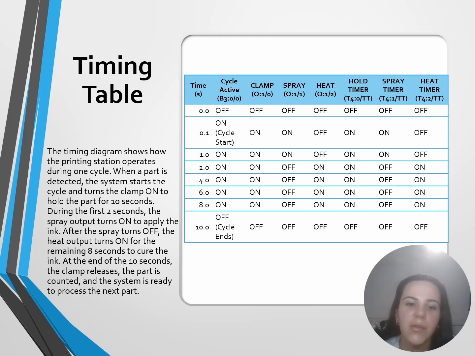And then after the 10 seconds, the clamp releases and the part is counted, and the system is ready to process the next part. This cycle continues after 20 parts. You're going to see the on and offs, the times that it's on based on the second it has to be in that step, and it continues all the way down from this cycle active after it heats the timer and setting.